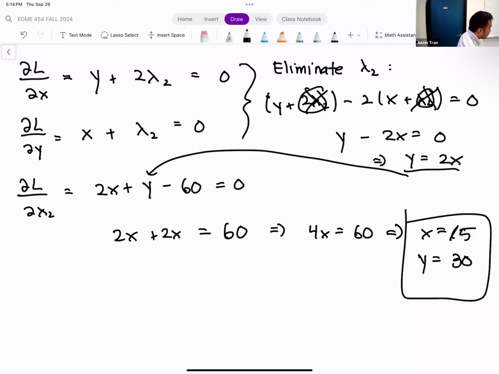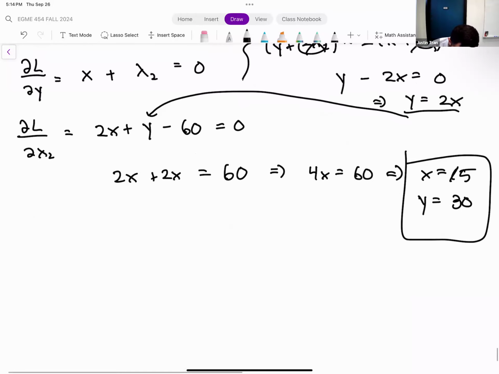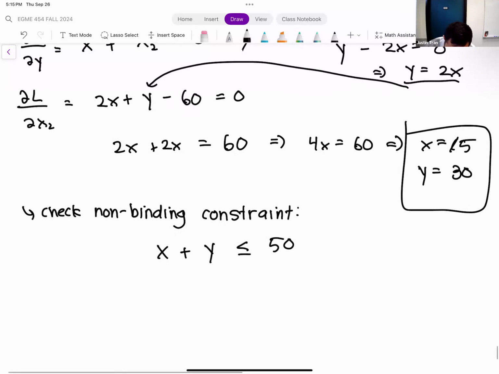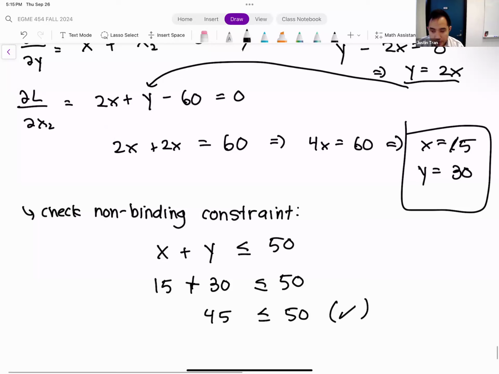All right, so very quickly, right before we finish up, let's check to make sure that this satisfies our first constraint. The non-binding constraint states that x plus y has to be less than or equal to 50. So we plug in our optimal values for x and y. X is 15 in this case, y is 30. So we have 15 plus 30, which has to be less than or equal to 50. We add those 2 together, we get 45, which is indeed less than 50.